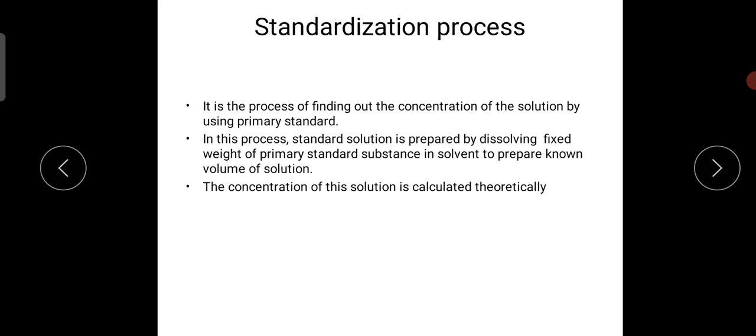Next, the standardization process. What do we mean by the standardization process? Standardization means finding the concentration of a solution using a primary standard. A standard solution can be prepared by measuring the primary standard substance properly and dissolving it in a solvent to a known volume. Hence, we can find out the concentration of the solution and calculate it theoretically. So that is called the standardization process.